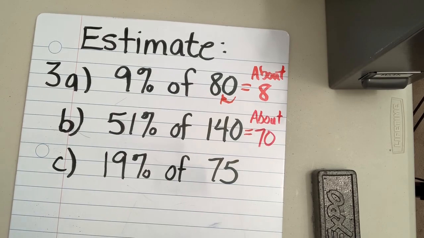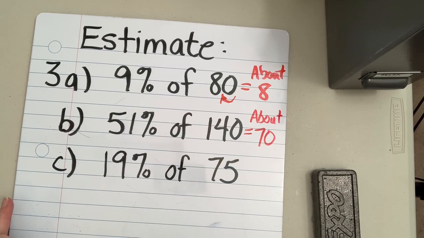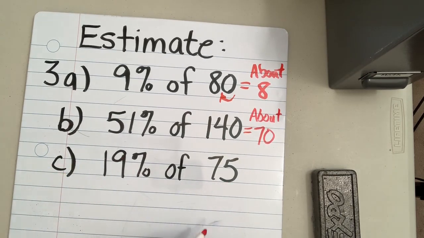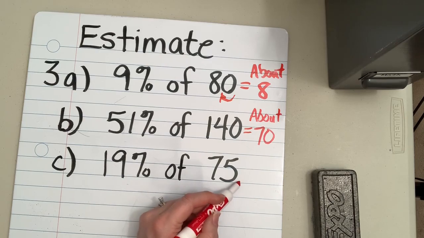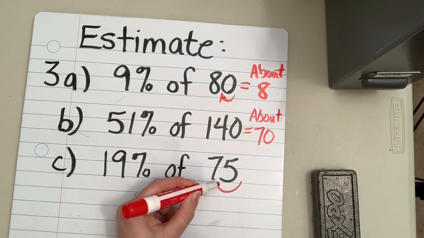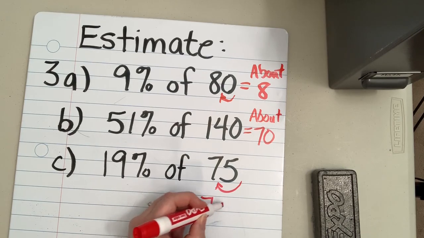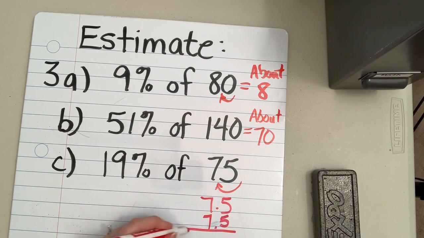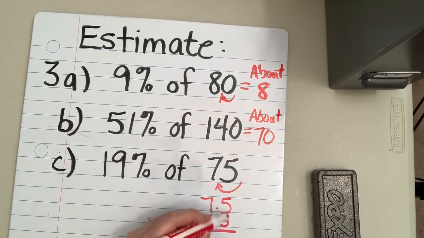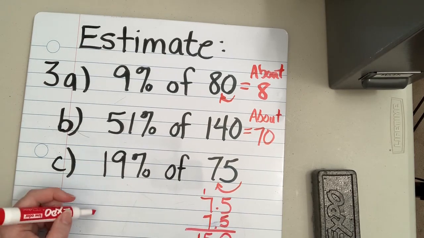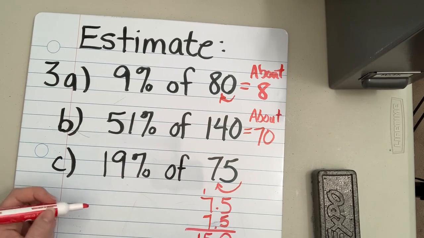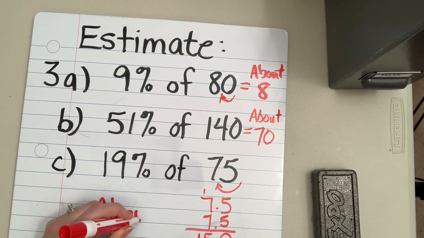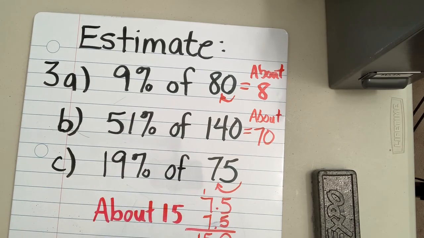What about this one? 19% of 75. This one's a little trickier, but let's think of it in terms of tens. So what would 10% of 75 be? You're dividing it by 10, so you're moving the decimal one spot. So 10% would be 7.5. Add another 10% onto that. That's your 20%. This is 19. So add those together, and you get 15. So you could say 19% of 75 is about 15. It's not exactly, but it's about 15 because that's 20%.